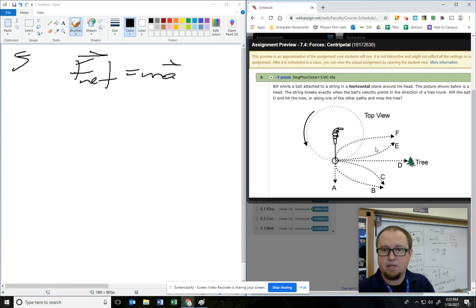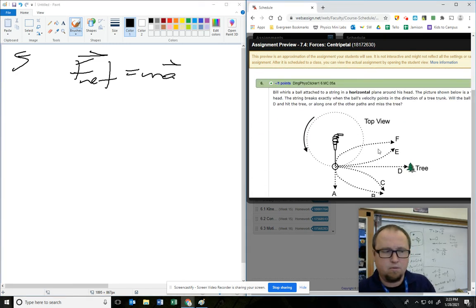All right, number six. Bill whirls the ball on a string in a horizontal plane, so you're looking down at Bill. The string breaks free at that point. Which path does it take? This one's all you, guys. I put it away, but for you guys, I'm going to bring it back out.